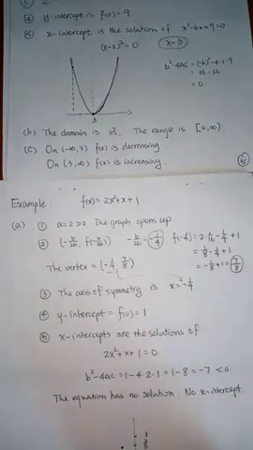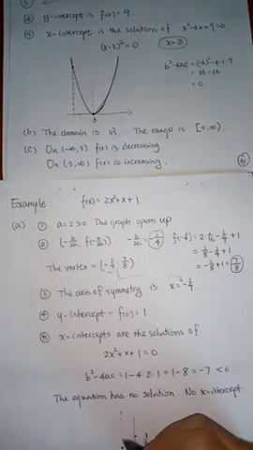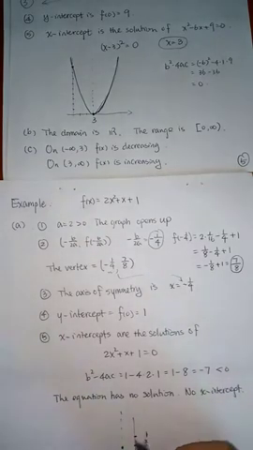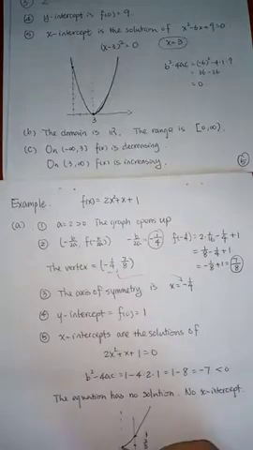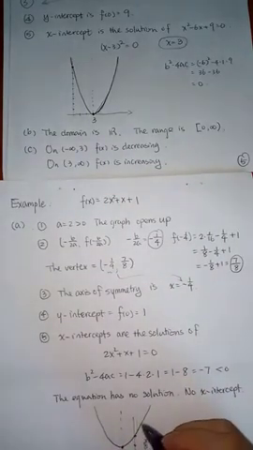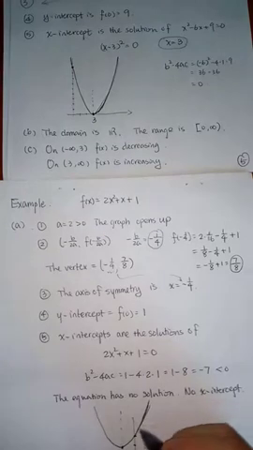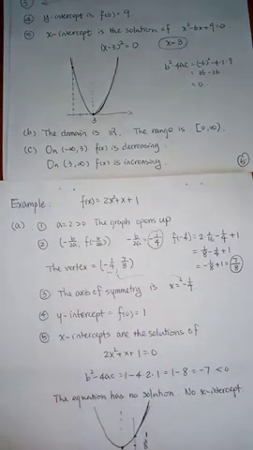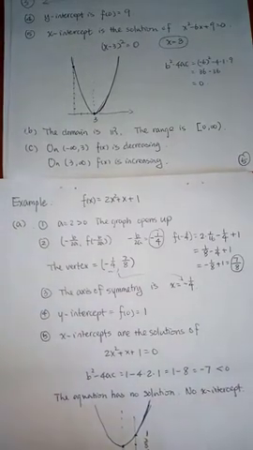The axis of symmetry is like this. It opens up, no x-intercept, y-intercept is 1. It's like this. Okay, it does not intersect the x-axis, so it's off the x-axis.